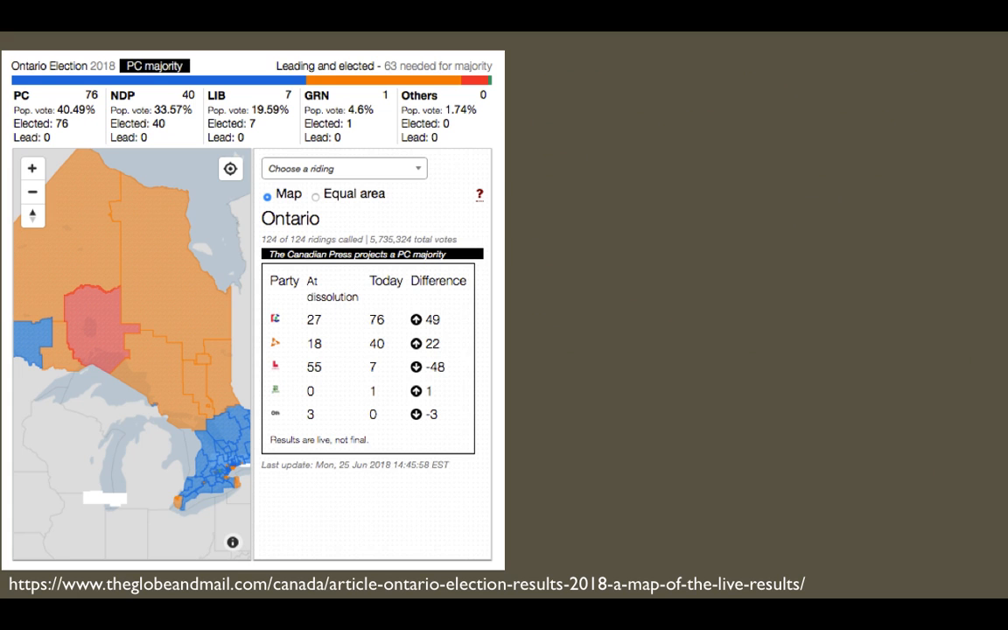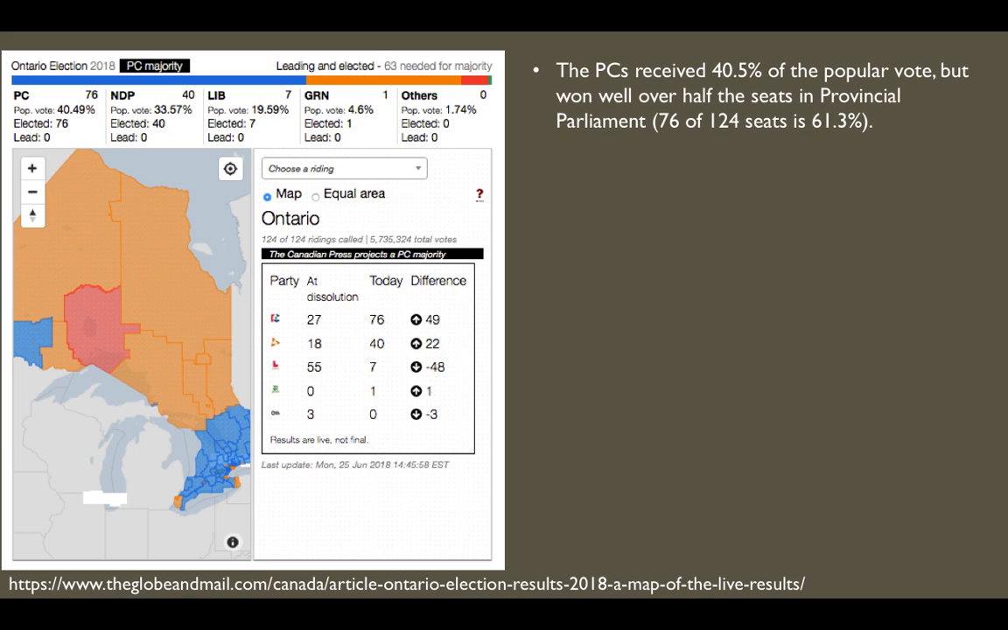So in the lesson below, students are going to encounter, first of all, this image. And this is an image of results of the most recent election in Ontario. As we can see here, the Progressive Conservatives received 40.49% of the popular vote. And they won well over half the seats. They won 76 seats. Now, 76 of the 124 seats, that's 61.3%.